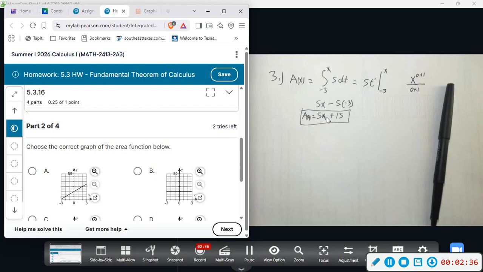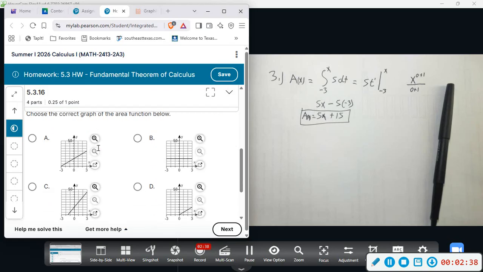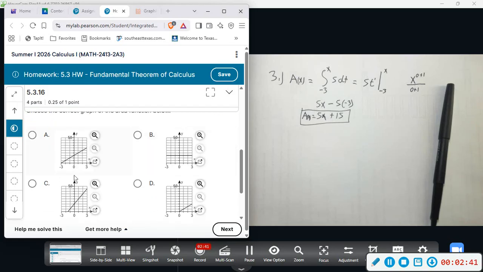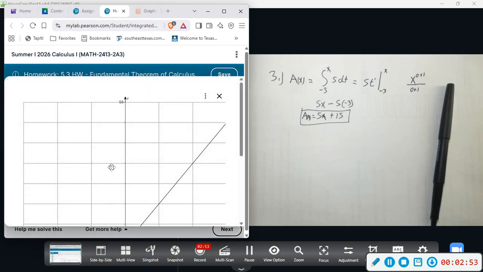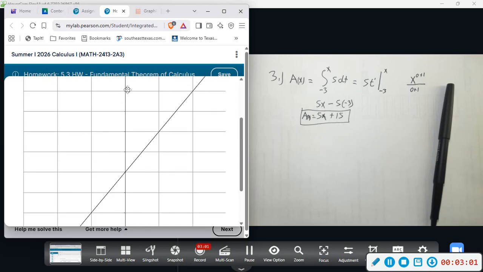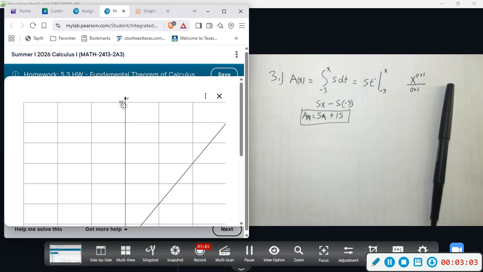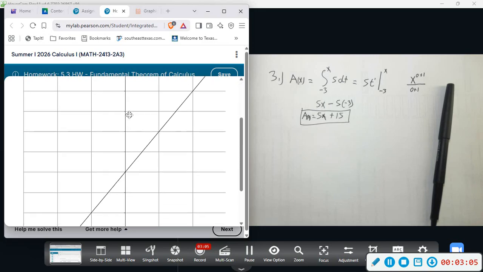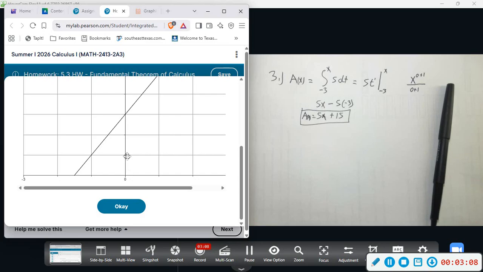Now, if we were to graph 5x plus 15, that is a linear function. Crossing the x-axis at 15, going up to the right, up 5, right 1. The only two that look like possibilities are A and C. Let's zoom in and get a little bit closer. Let's assume we're counting about 5s, 10, 15, 20, 25, 30, 35. I think that looks good. We're counting by 5s. We go up 5, right 1.